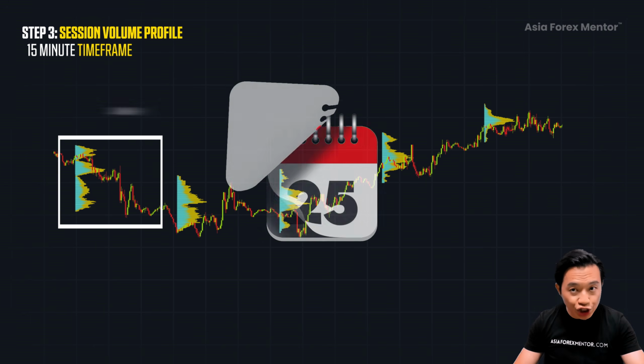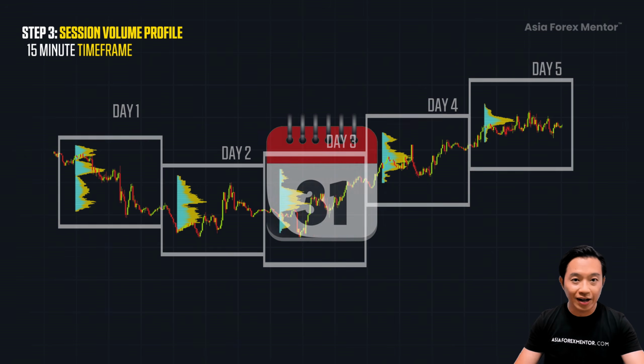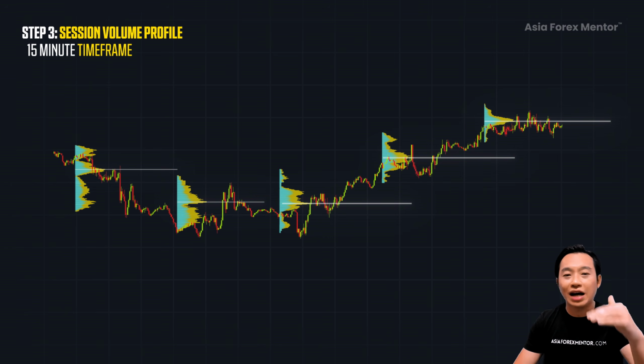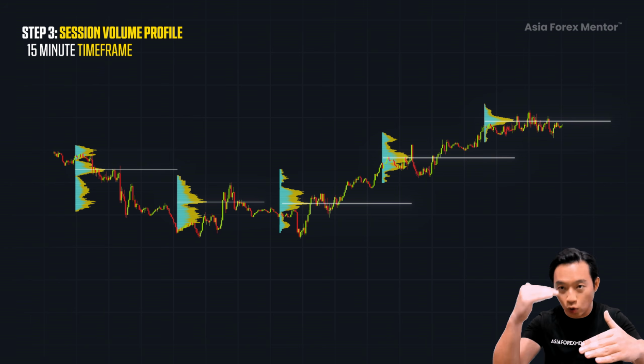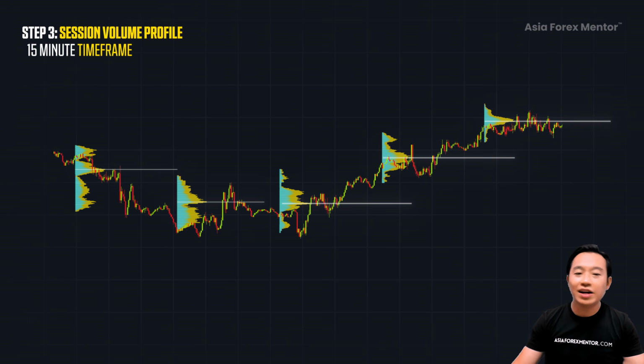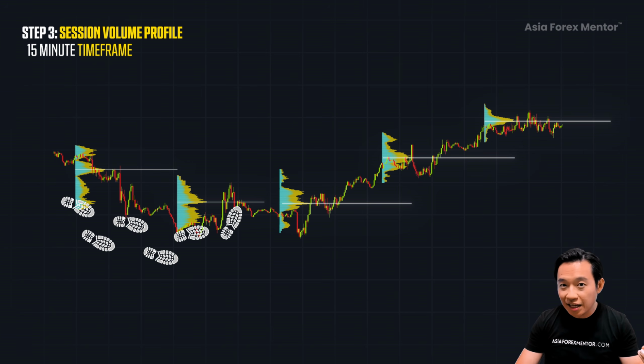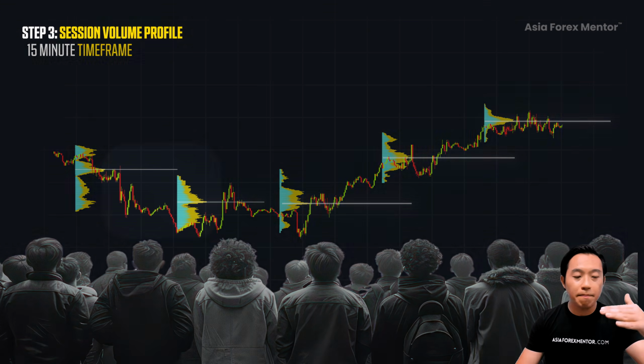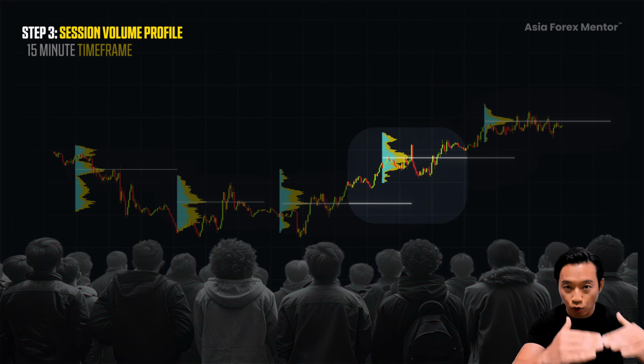One for each trading day, right? So every session, as you see here, has its own POC, the point of control, the highest area of activity. The level where the highest volume of trades occurred for that day itself. So like I said, these are the footprints left behind by the institutions, by the active traders. They show you where the major buying or selling actually took place.